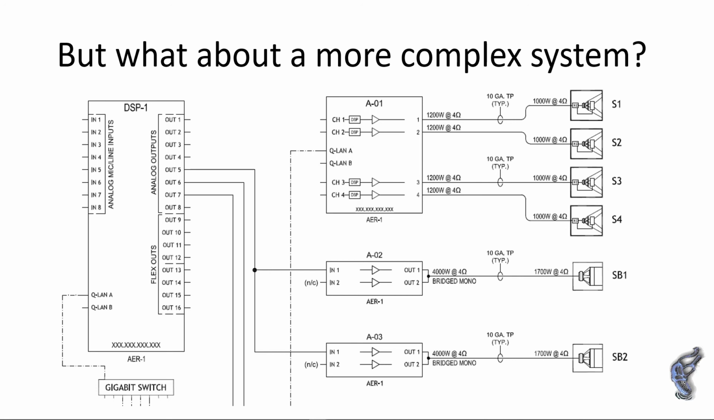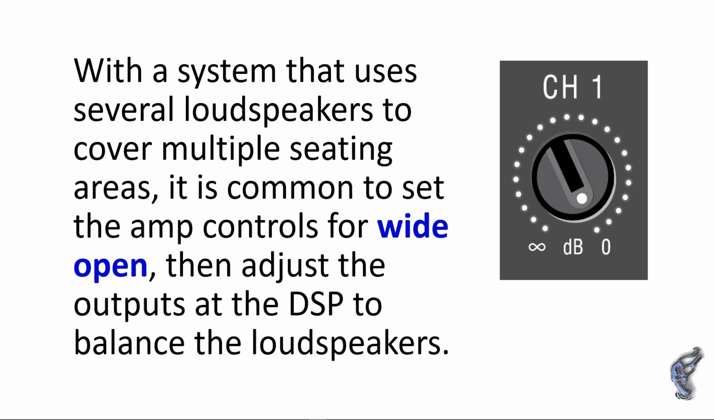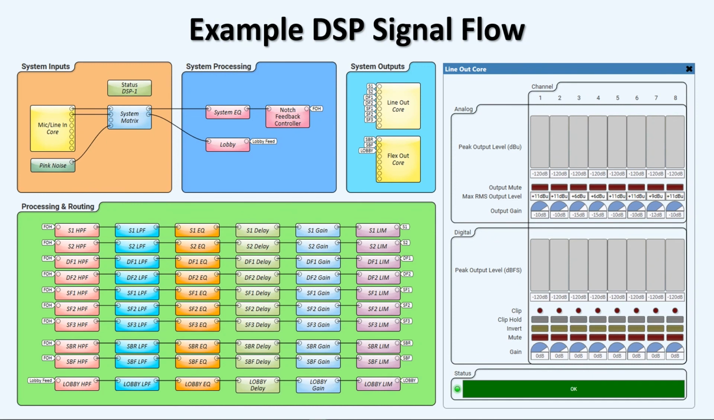So on larger systems, we can use the output controls of a DSP to lock those settings into memory. We go ahead and turn up the power amp controls to wide open, and then back at the DSP, connected between the console and the power amp, we throttle those output controls back to a position where we can balance the sound level of all the loudspeakers in a way that they work as a system rather than a number of individual loudspeakers.